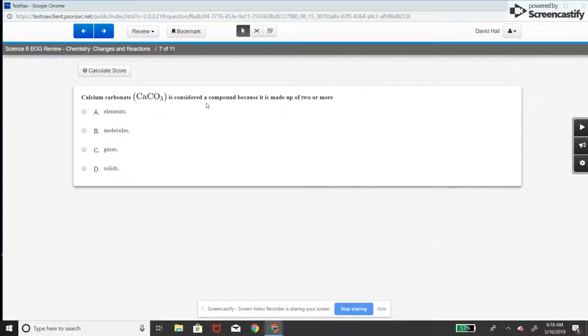Calcium carbonate is considered a compound because it's made up of two or more elements. Calcium here, carbon, 3 oxygens. These are 3 different elements. Makes sense. That's all it's asking. The compound is made up of 2 or more different elements.